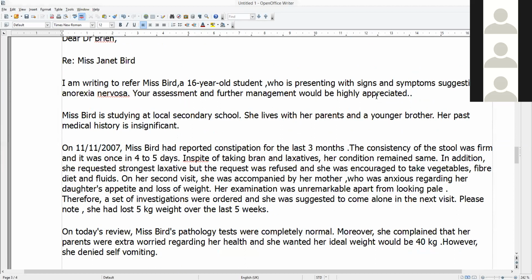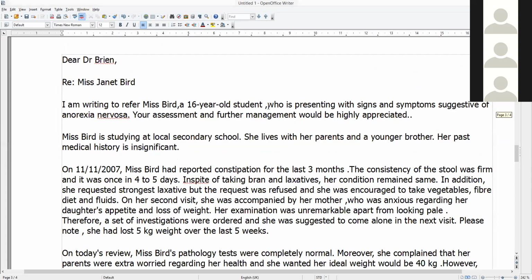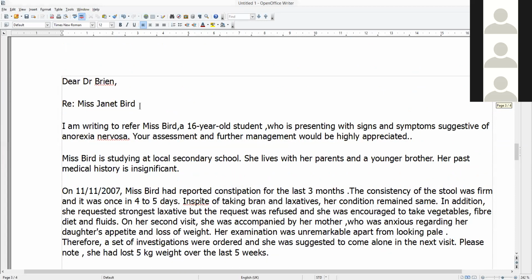So let's have a look at this one. Refer Miss Bird, 16-year-old student. Well, I would have put the date of birth in, and then you don't have to include it there. You don't really need that. If your DOB is there and you can see that she is 16, then you could probably work out that she's a student.